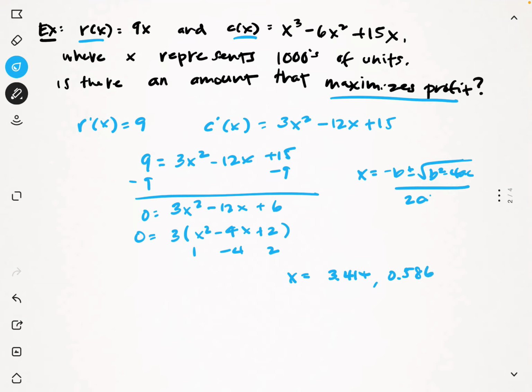So there are actually two amounts that maximize profit, right? One at 3,414 units, and one at 586 units. And we said that this is equivalent to these because we're talking in thousands of units.